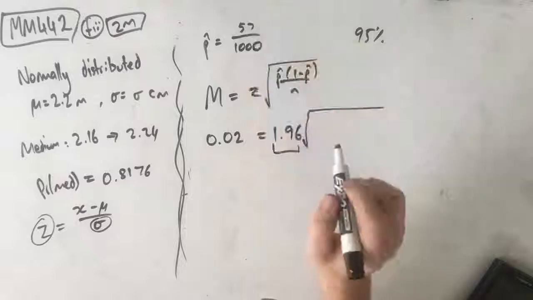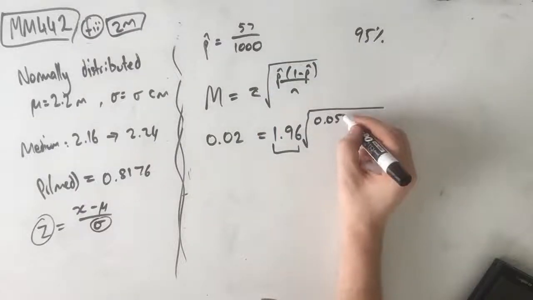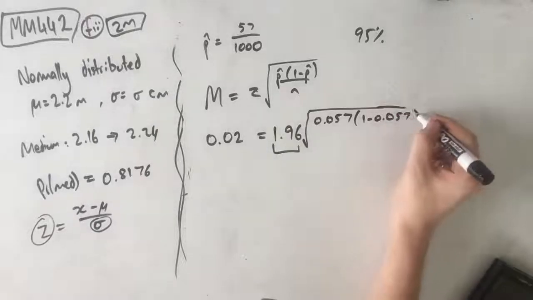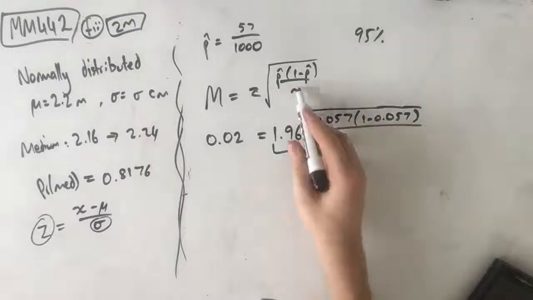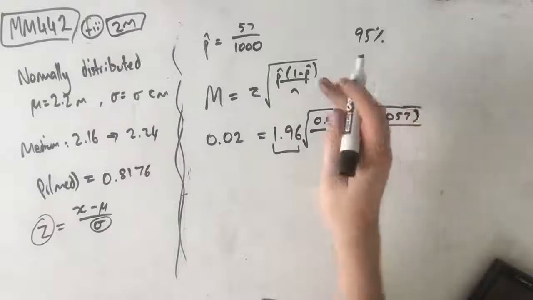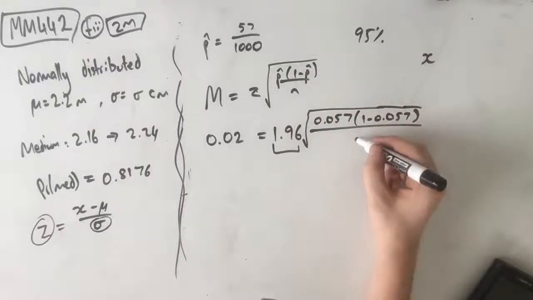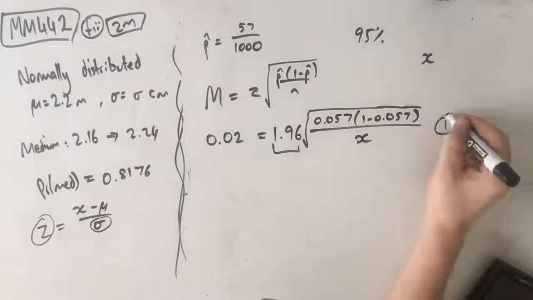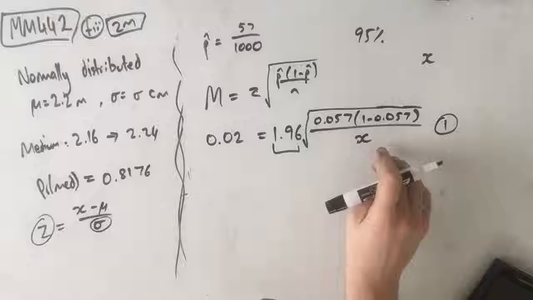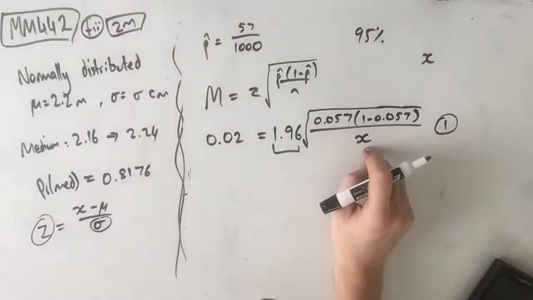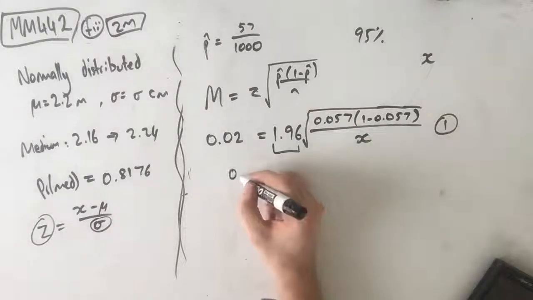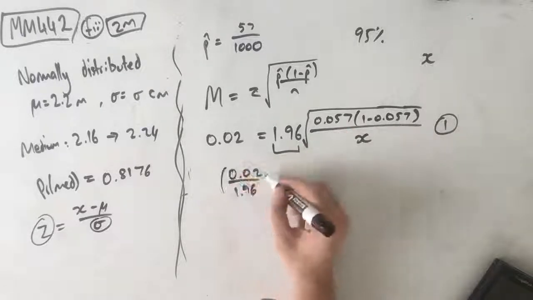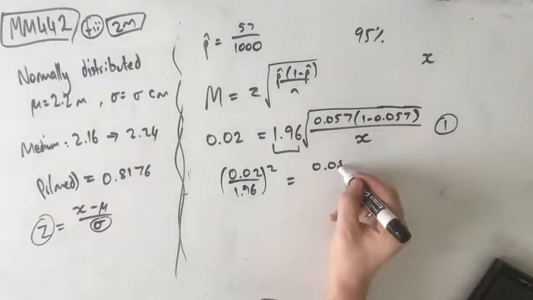Our p hat is 57 on 1,000, which is the same as 0.057. And we have outside of 1 minus 0.057 over n, which in this case is x. We don't know how many we've taken in this sample. So our n value is x, and this is what we're trying to find. This is our first mark, and what we're going to do from here is solve for x. So what you should do is go through all this working. So you get 0.02 over 1.96, and then you'd square both sides to get rid of that square root, so you'd end up with that squared.